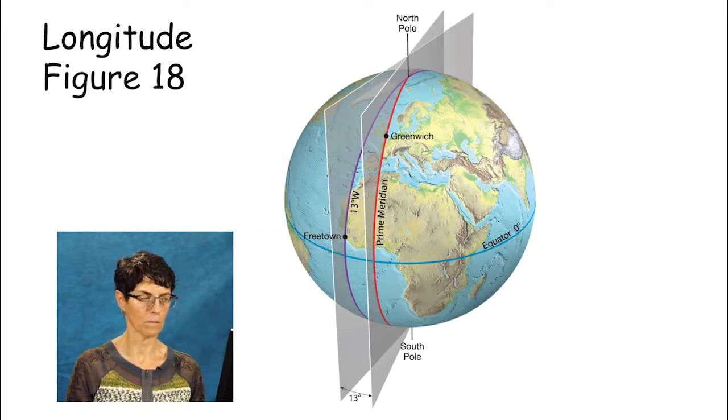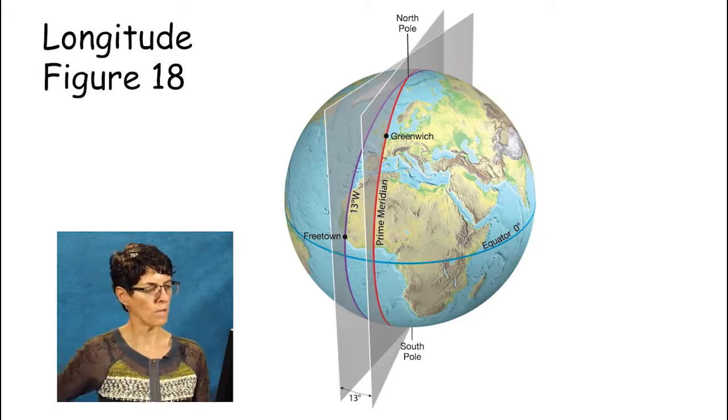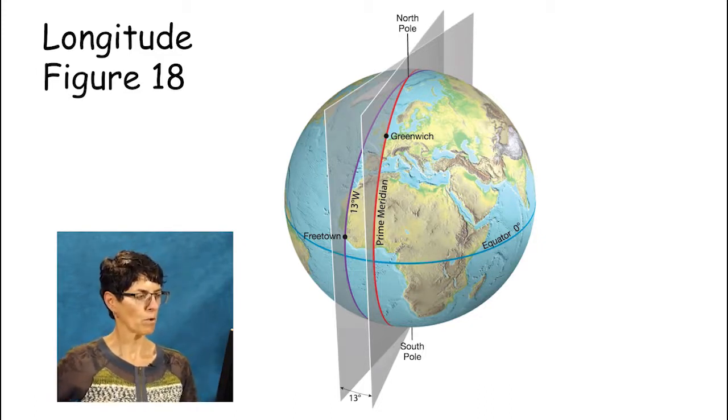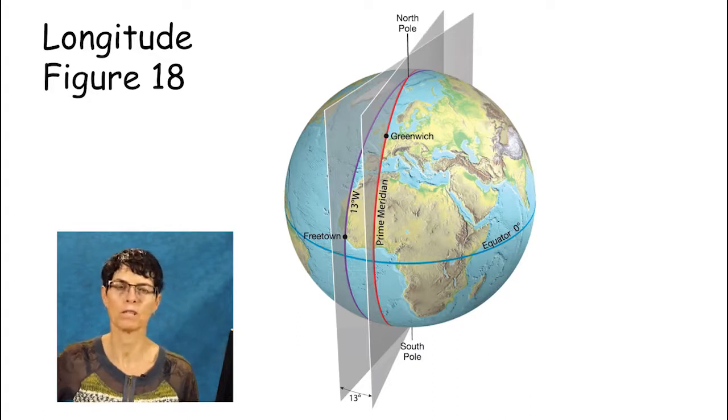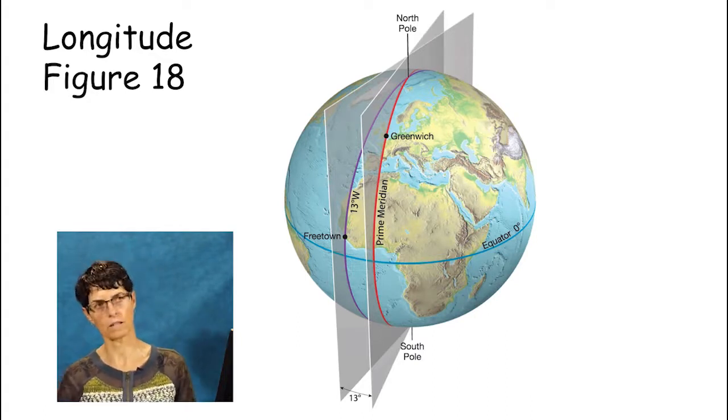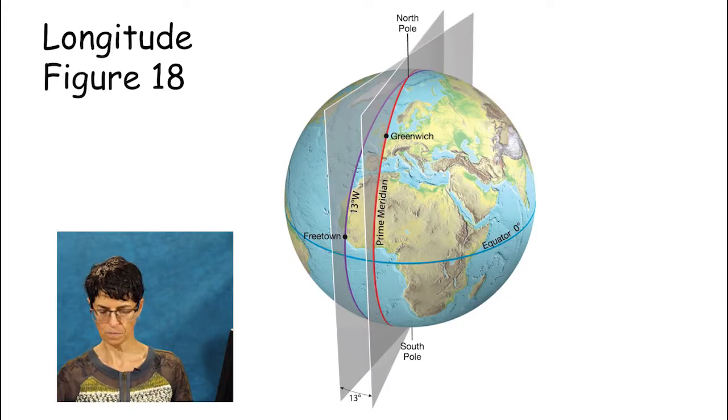We're trying to figure out the longitude, and the longitude helps us determine location east or west of the prime meridian. So how do we find the angle between, for example, Greenwich or the prime meridian and the location of Freetown? The angle is the angle that's made by these two imaginary planes that cut the Earth, going through both locations. In this particular illustration, you see the angle is 13 degrees. So the longitude of Freetown would be described as 13 degrees west of the prime meridian.